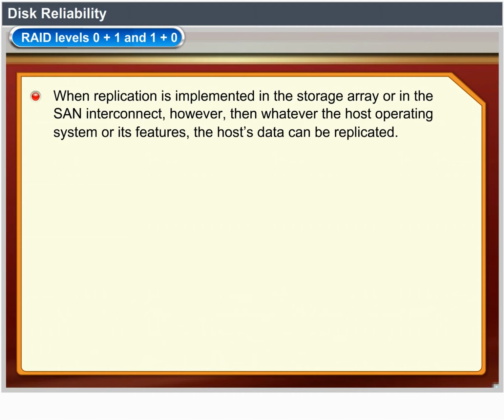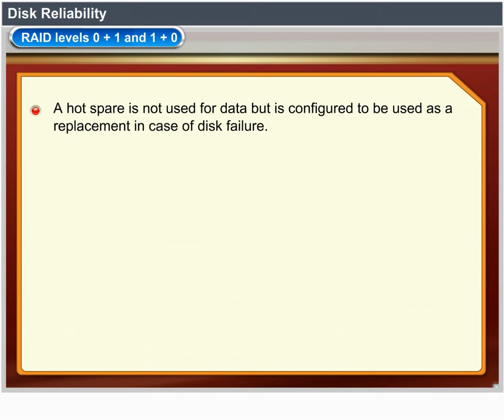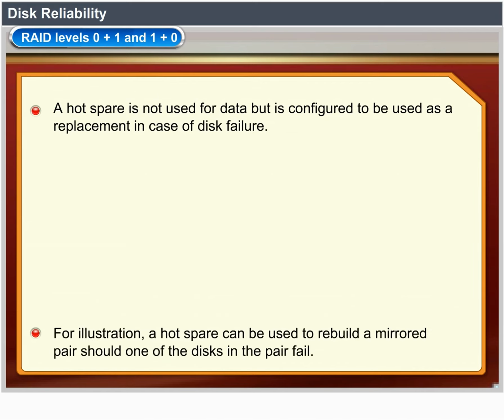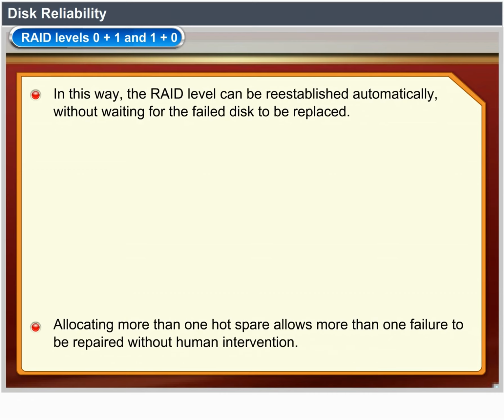One other aspect of most RAID implementations is a hot spare disk or disks. A hot spare is not used for data but is configured to be used as a replacement in case of disk failure. For instance, a hot spare can be used to rebuild a mirrored pair should one of the disks in the pair fail. In this way, the RAID level can be re-established automatically without waiting for the failed disk to be replaced. Allocating more than one hot spare allows more than one failure to be repaired without human intervention.